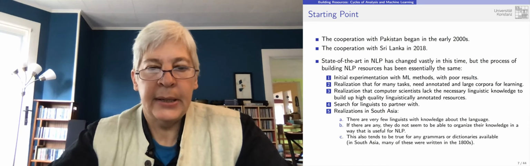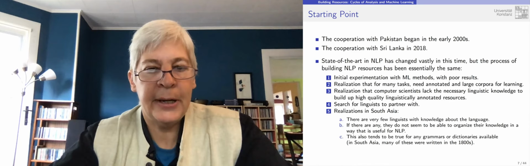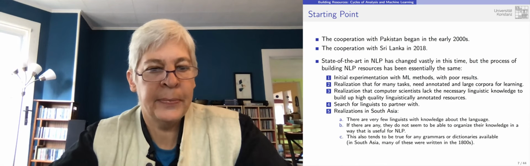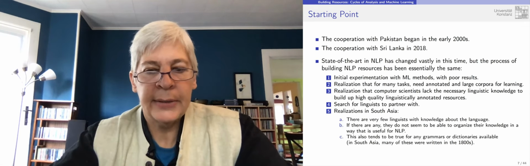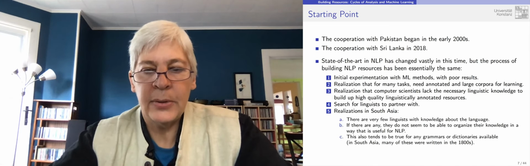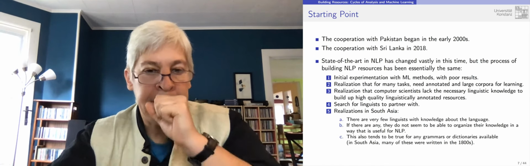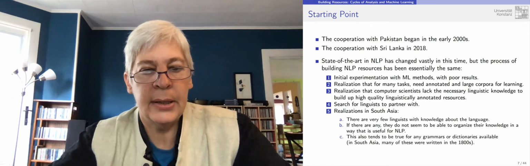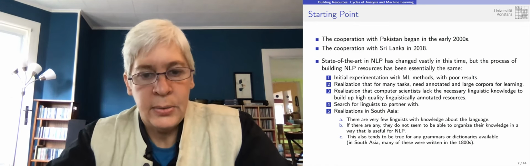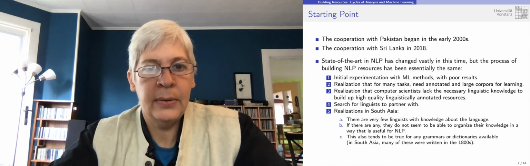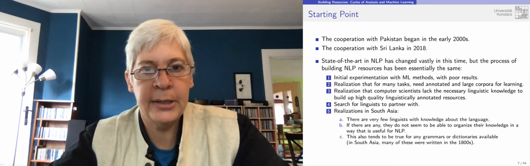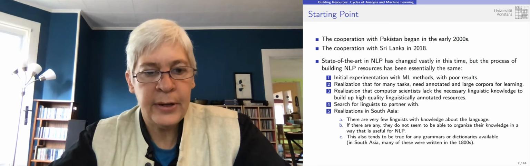So then what happens is you search for linguists to partner with. Now, in places like Pakistan, where there's basically no linguistic departments, this is difficult to do. And with South Asia, even if you look beyond your own country or your own region, you realize that there's very few linguists with knowledge about the particular language you're trying to target. And even if you find linguists, they don't seem to be able to organize their knowledge in a way that is useful for NLP. There are very different traditions in linguistics. There's the philological, more descriptive method. There's the generative method, not so new anymore. And very few of those actually work for computer science needs. So you need to find a linguist who's interested in computational applications and understands what type of knowledge and to what depth needs to be conveyed.